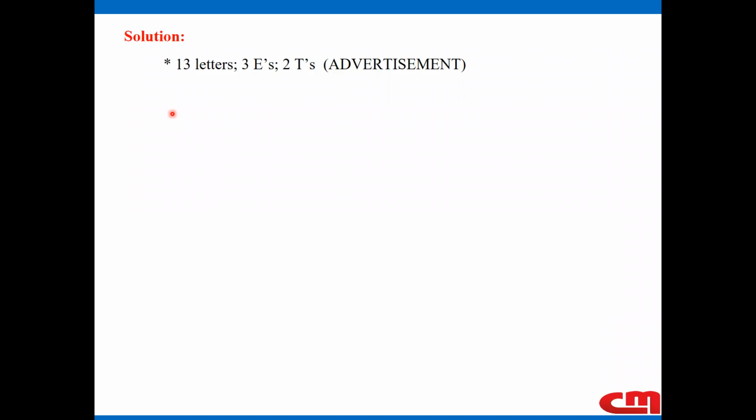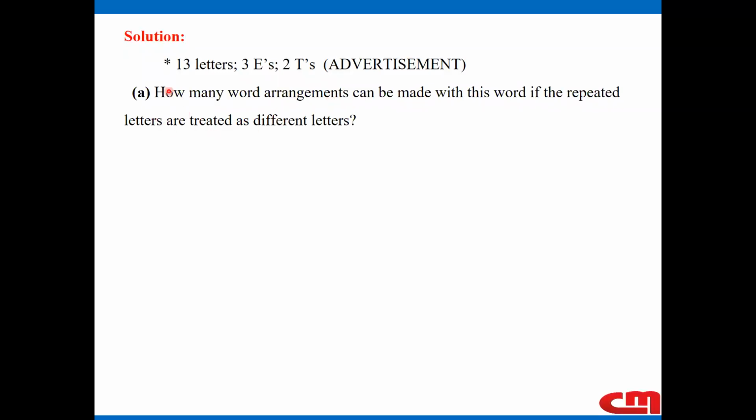First, we start by analyzing the given word advertisement. How many letters does it have? There are 13 letters, and which letters are repeating? The E is repeating. That means we have 3 E's. The T is repeating, so we have 2 T's. Now, going to our first question, how many word arrangements can be made with this word if the repeated letters are treated as different letters?